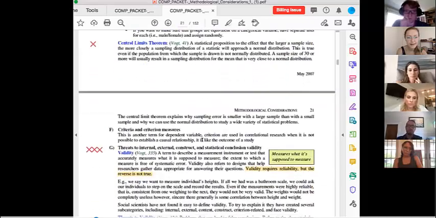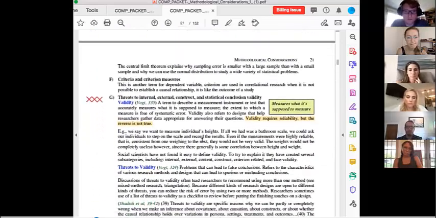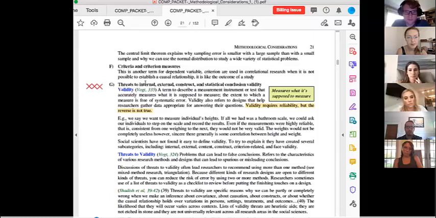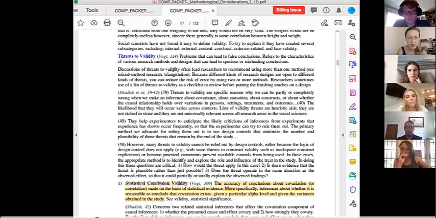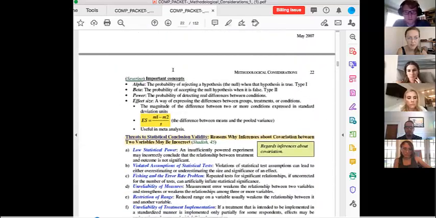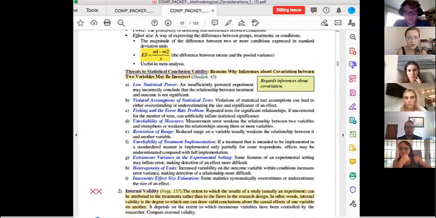We have that. Oh, here we go. Okay, so this is what I was saying before, that validity requires reliability, but the reverse is not true. Okay, what are the threats to validity? There's a bunch of different threats, things that could get in the way of having validity in your study.